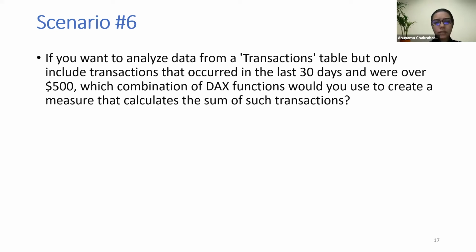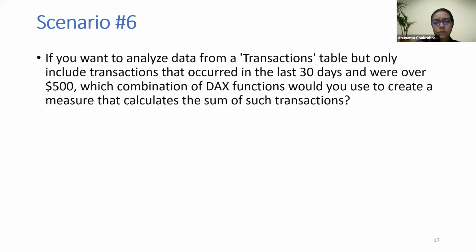So we will calculate sum of amount, and then the filter would be one is the amount should be greater than 500. So filter function you're going to use, or you're using filter inside calculate? Filter inside calculate. Okay. So sum of amount, and what about the last 30 days?